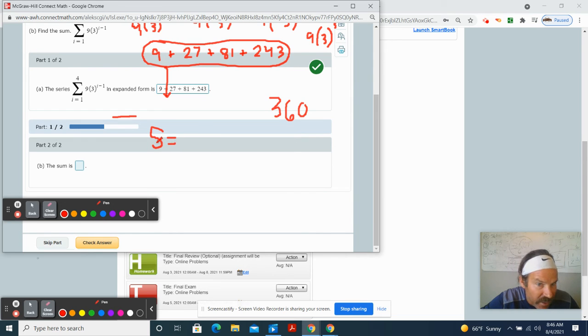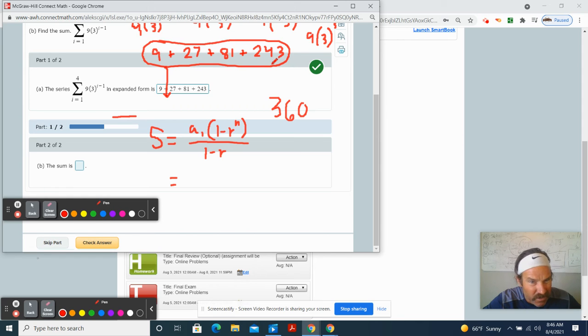I'll start with S for sum. It's a sub 1 times 1 minus r to the n power over 1 minus r. Give you a chance to write that down. We're going to get 360, but we're going to get 360 without having to add up all of these numbers.